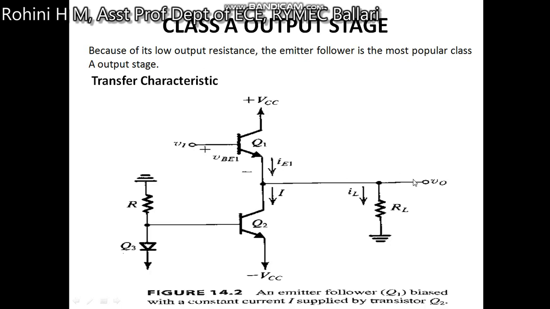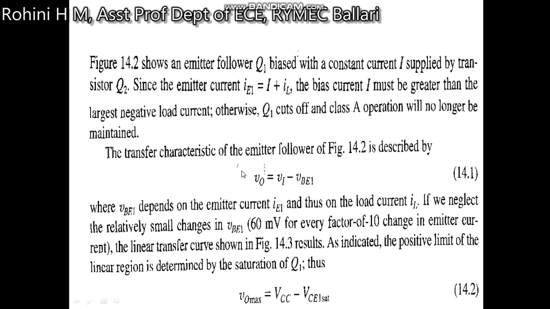So this V out can be written as V1 minus the drop here, VBE1. V1 minus VBE1, where VBE1 depends on the emitter current IE1 and thus on the load current IL. If we neglect the relatively small changes in VBE1, the linear transfer curve is shown in the diagram, and as indicated, the positive limit of the linear region is determined by the saturation of Q1, and the output voltage VO max is given by VCC minus VCE1 sat.